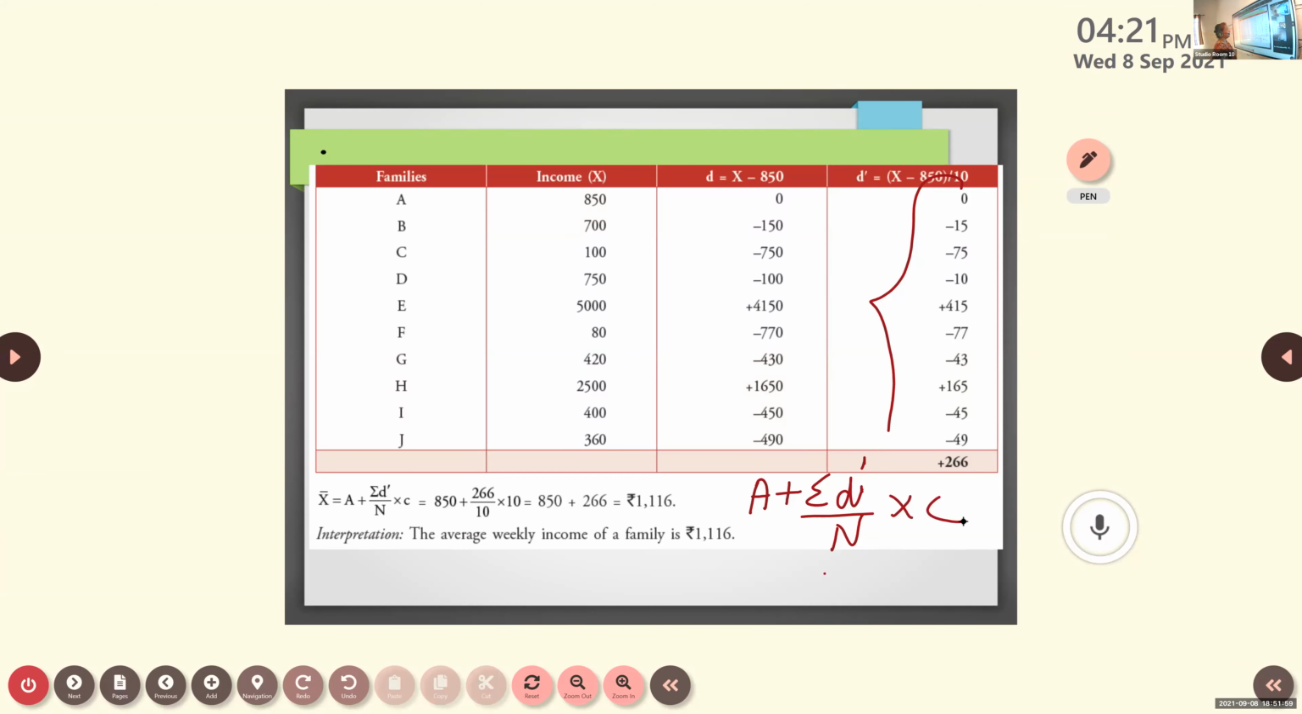C. Okay. Now A is assumed mean, you know that in this sum we have taken 850 as the assumed mean, plus 266 divided by 10 into 10. So these both the 10s will be cancelled. 850 plus 266, you will be getting the answer 1116.